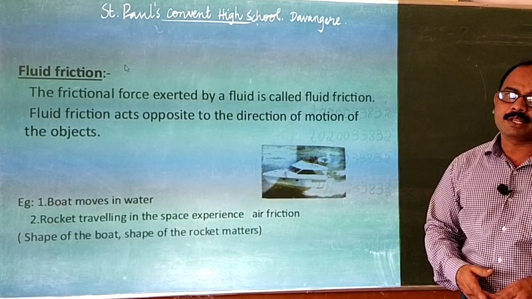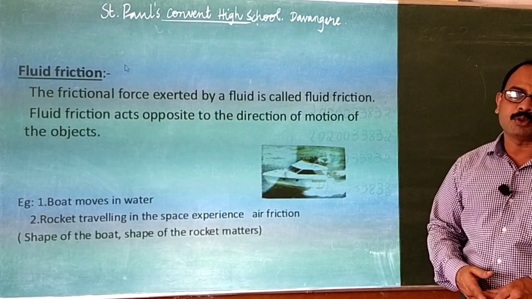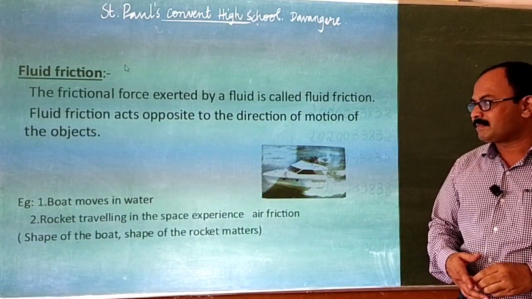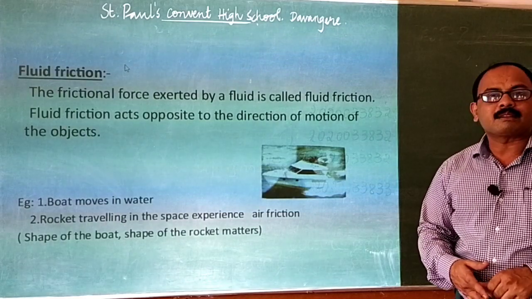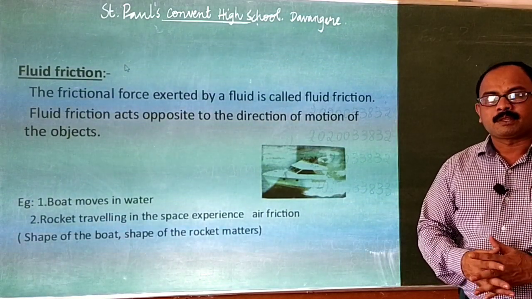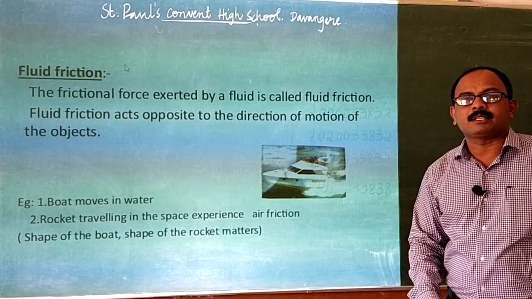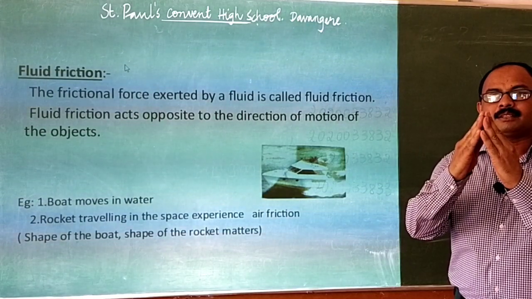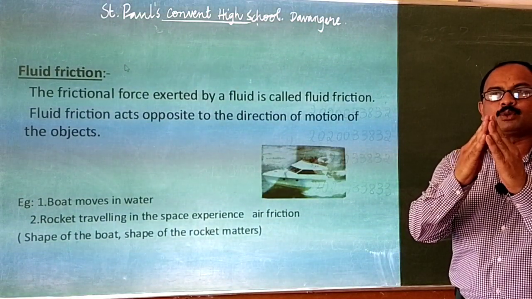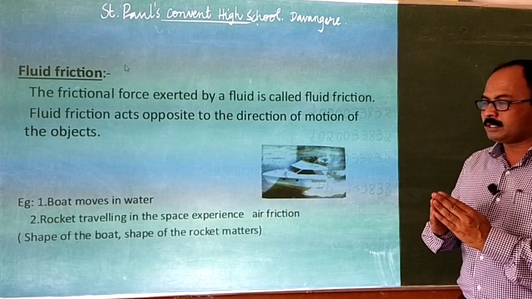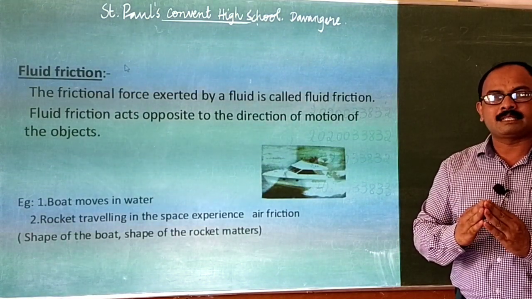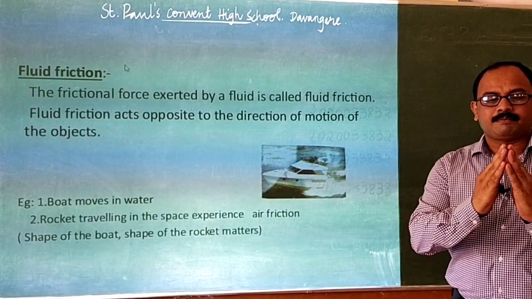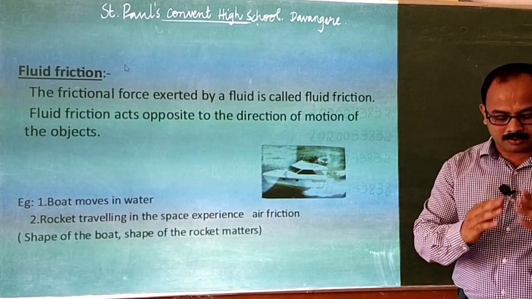It is also very similar to friction. It acts opposite to the direction of the motion of objects. A boat moves in water, a rocket travels into space. The shape of the boat and the shape of the rocket matter. Both are streamlined, which reduces friction. When they travel in water, the fluid friction becomes less. When they travel in air, this streamlined surface reduces air friction.